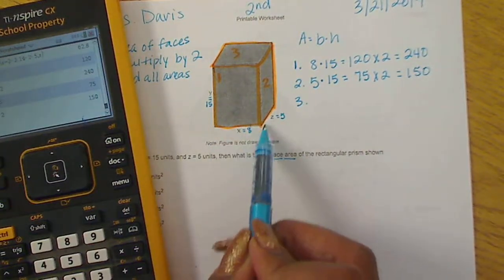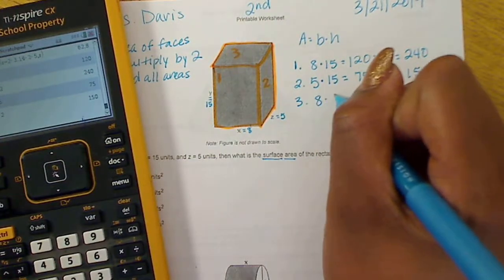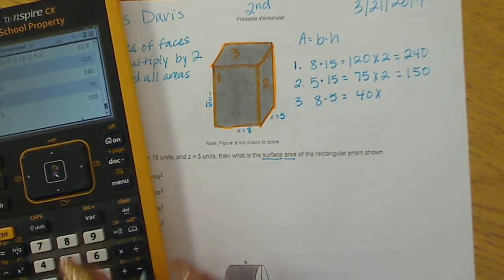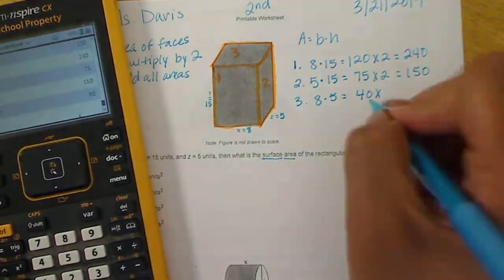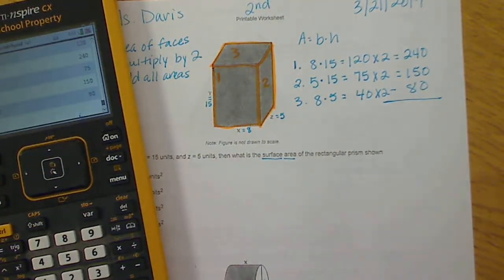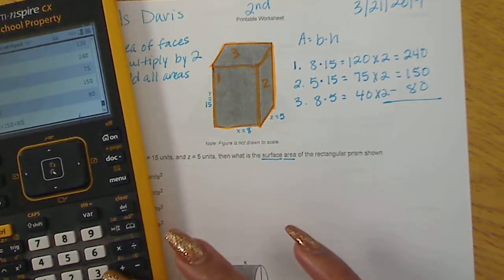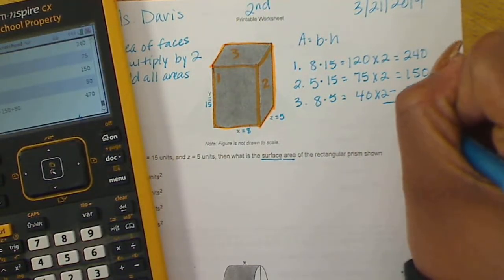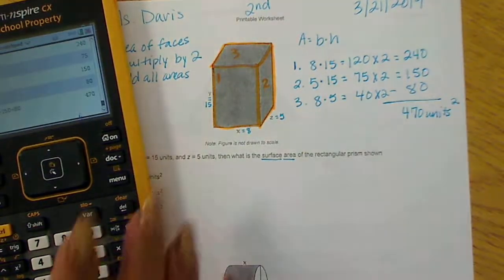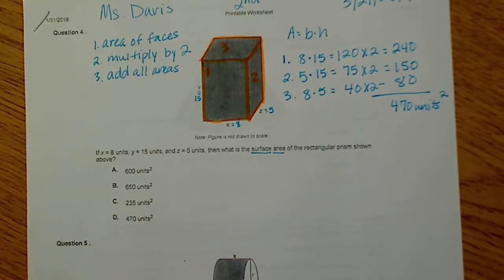Now I have my third face. What's my base times my height on that? 8 times 5. Good job. 8 times 5 is 40. And times 2 is what? 80. Then I just add up all my numbers. 240 plus 150 plus 80. 470. 470 units squared. What's my answer choice? D.